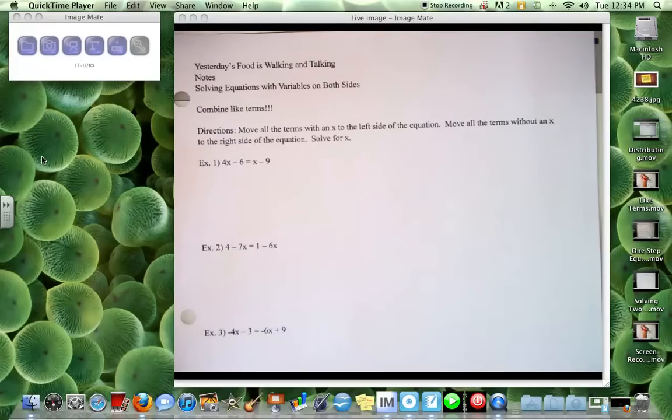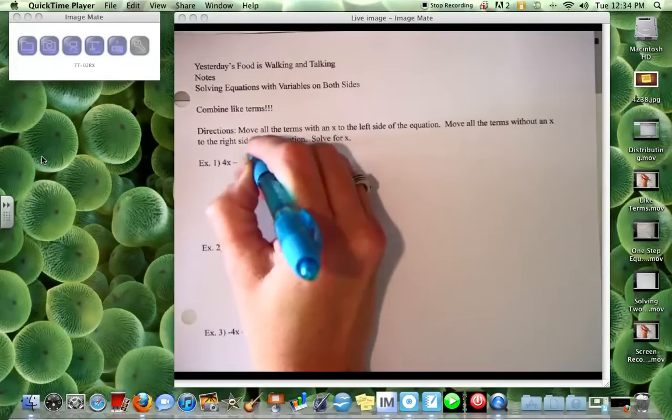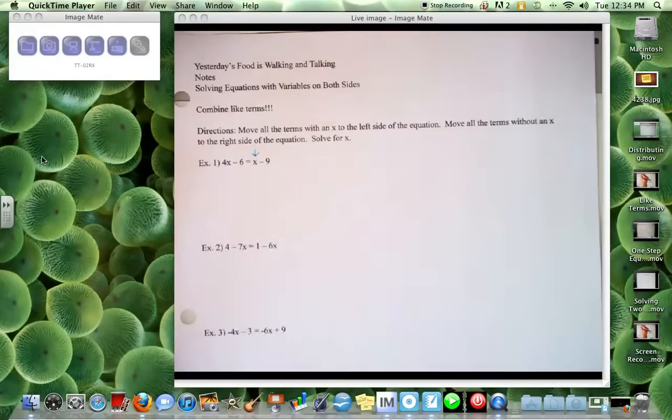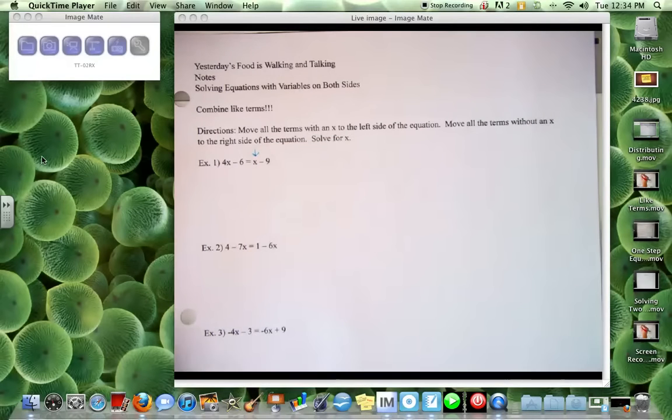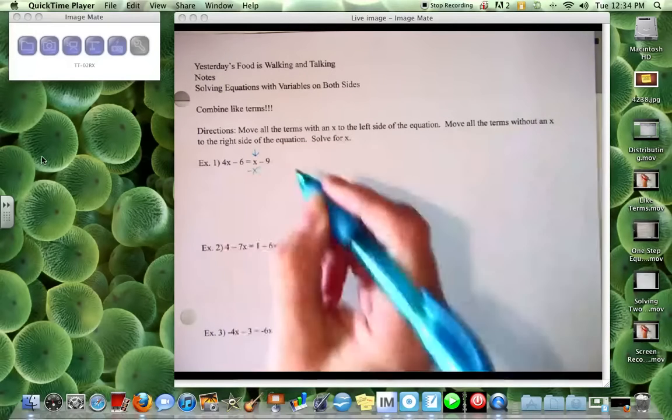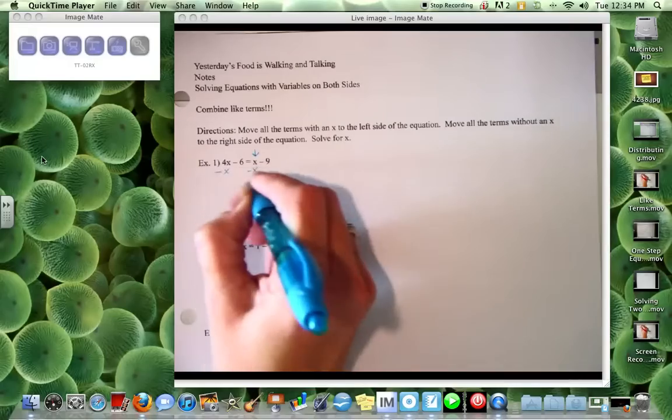So for example 1, that means that we need to move this x right here to the left side. Is this x positive or negative? Positive. So the opposite of being positive is negative. So that means we need to subtract x from both sides of the equation.